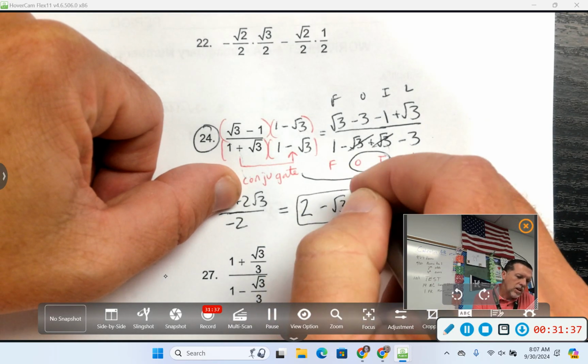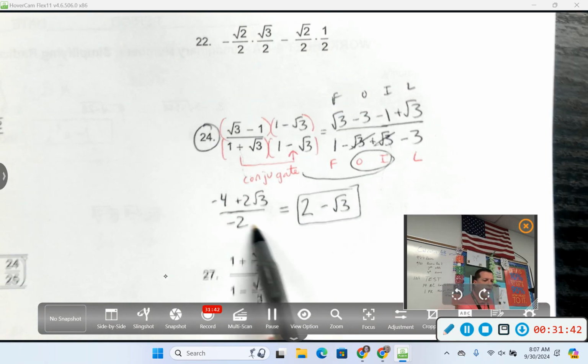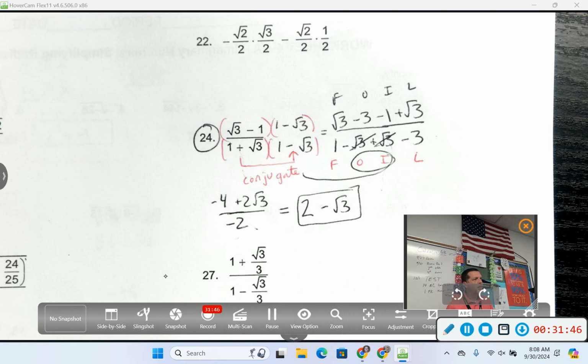Wait, you said you can divide this by negative 2, so 2 divided by negative 2 is negative 1. There weren't even imaginary numbers. You're right, there weren't. Wait, I'm lost.